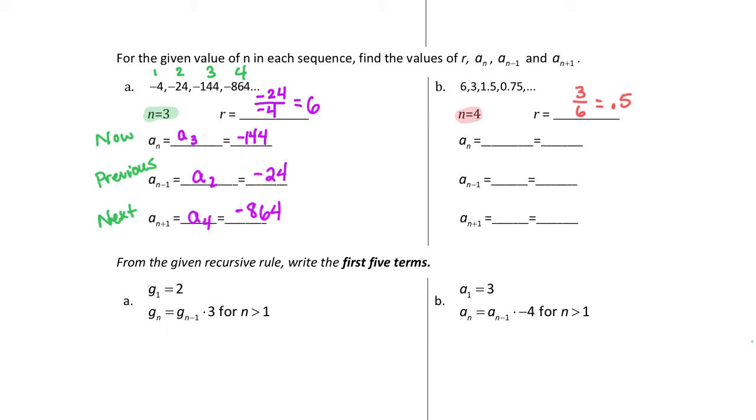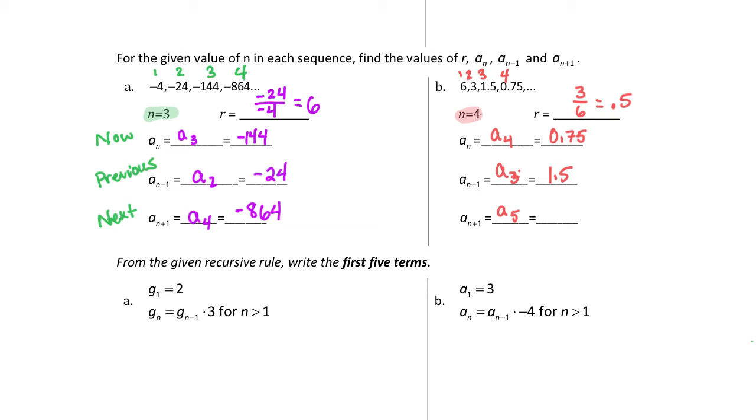We're given that n equals 4. So the number we're on now is A sub 4. What will A sub 4 be? You can see that the fourth number in our sequence is 0.75. Our previous term is going to be A sub 4 minus 1, so that'll be A sub 3. What is that value going to be? The previous value from the one we're on now is 1.5. What's the next value going to be? This is going to be A sub 5.